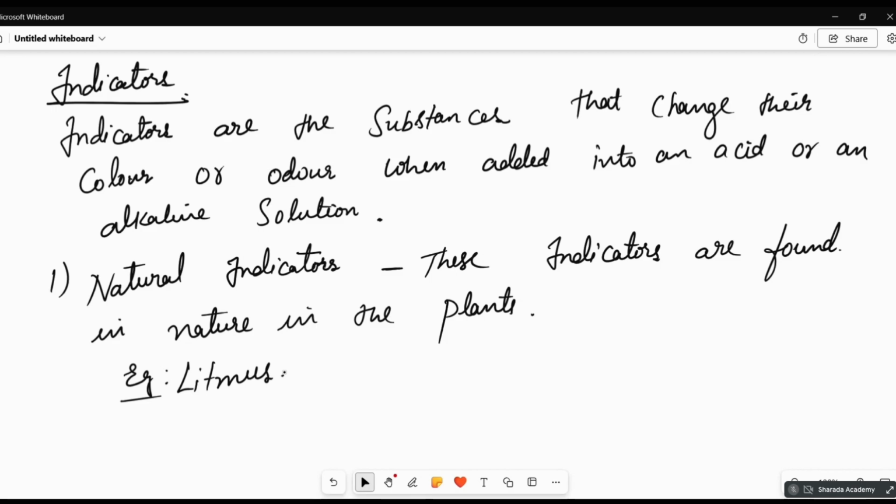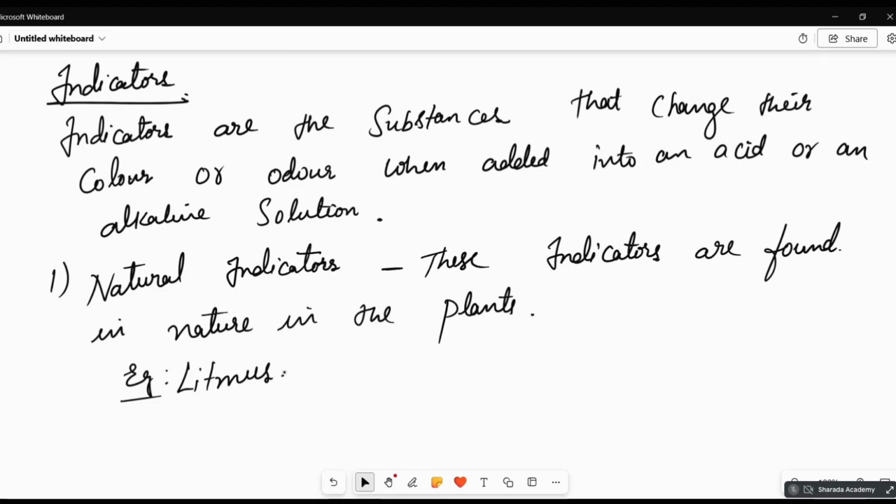Okay, natural indicators. Is it natural? Yeah. Litmus is a solution that we get from the plant. They put it on the paper. Why are you shivering? That's how it is in nature.